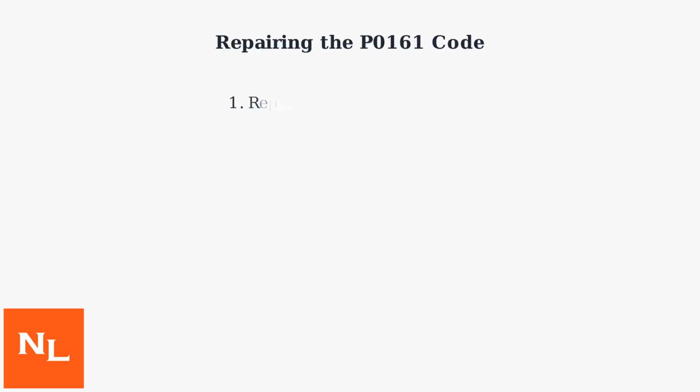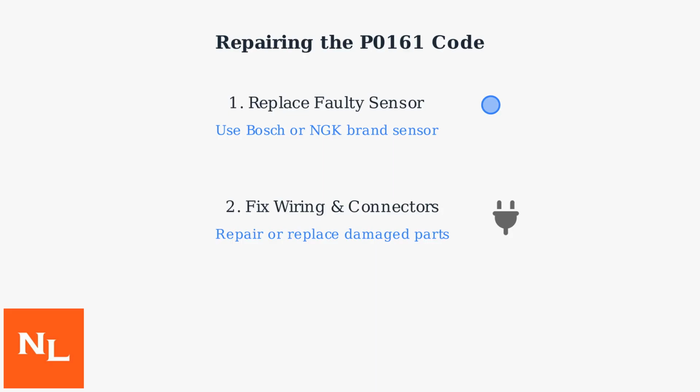When repairing the P0161 code, start by replacing a faulty sensor with a quality brand like Bosch or NGK. Next, inspect and repair any damaged wiring or connectors. Check for blown fuses and replace them as needed. In rare cases, update the PCM software or replace the module. For Ford F-150 models, cleaning and resealing sensor connectors can resolve water ingress issues.